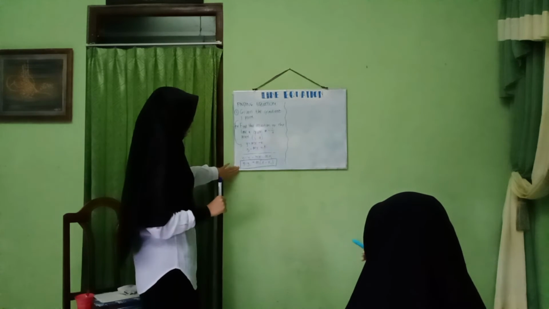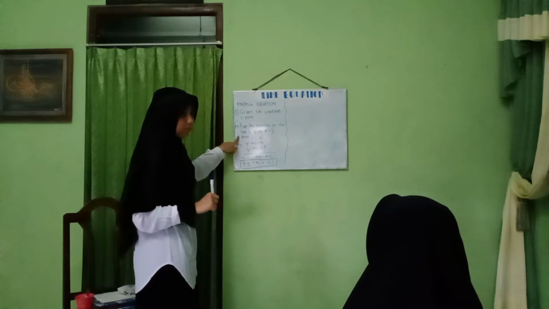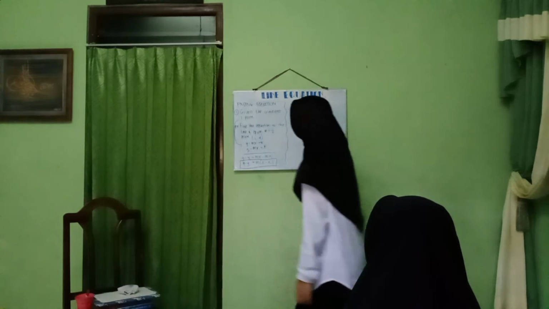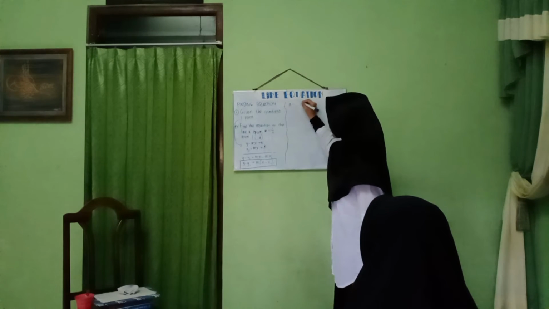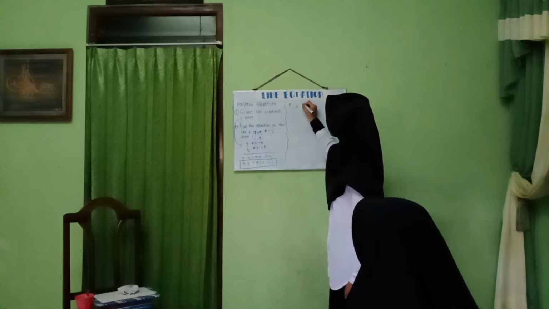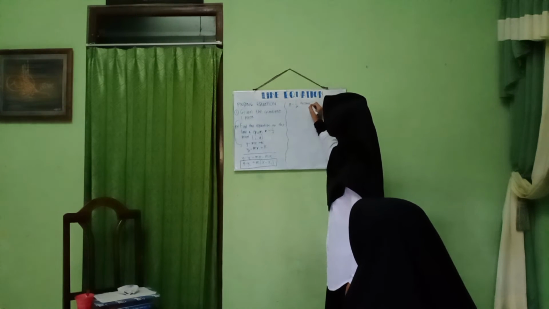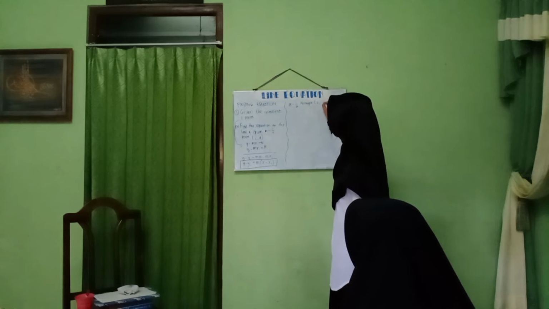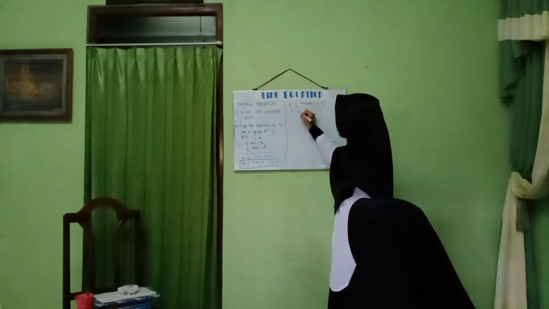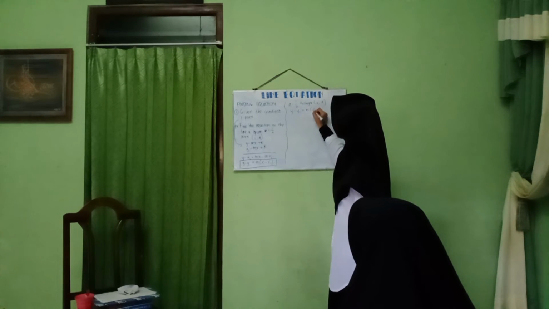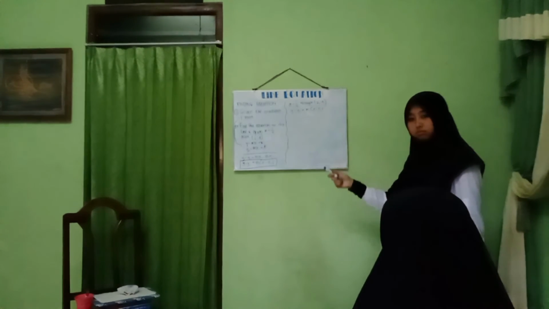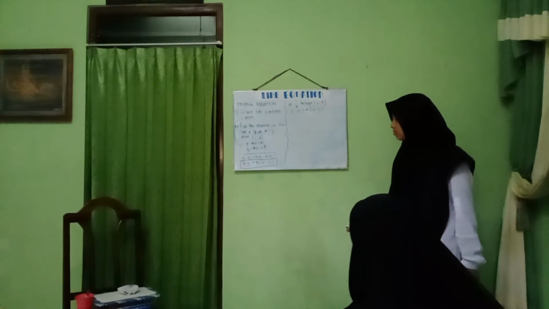After we know this, we can do this problem, right? We know that the given gradient is 1/2 and the given point is (2,4). So we use y minus y1 equal to m(x minus x1). Do you want to solve it? Yes, ma'am.